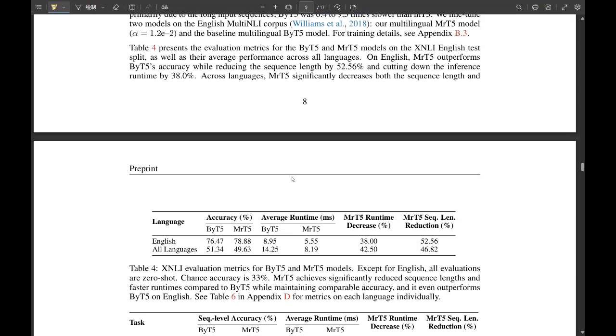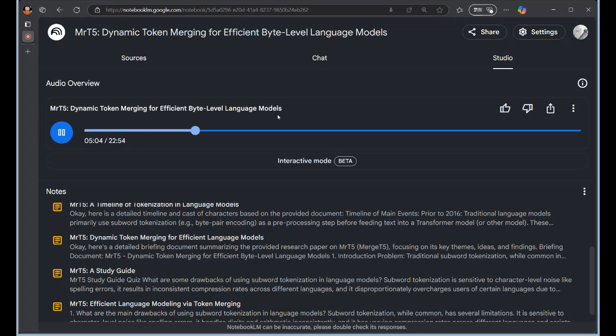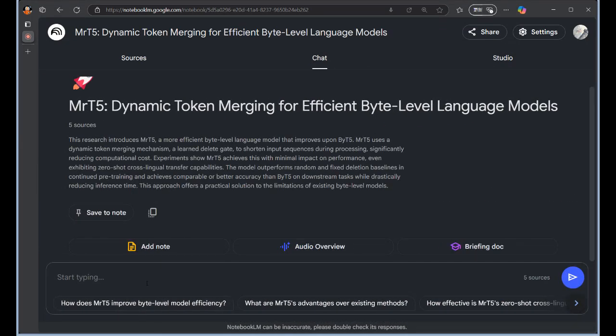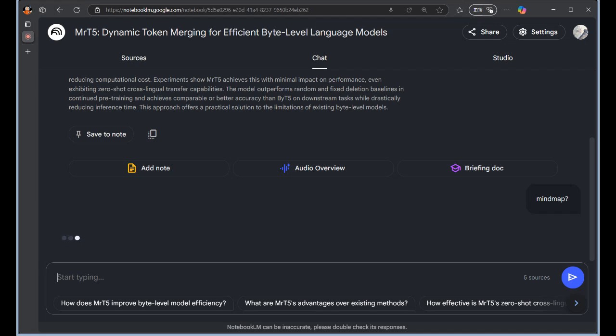How do they actually get the model to learn which information to merge? That seems pretty complex. It is. It's pretty clever, actually. They use a combination of soft and hard deletion during training. What is that? Think of soft deletion like a dimmer switch. It reduces the importance of certain bytes without completely removing them. This allows the model to still learn effectively through a process called backpropagation.